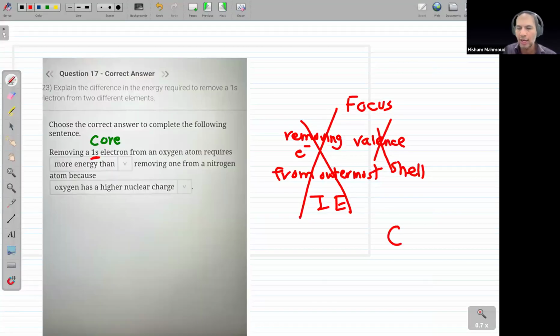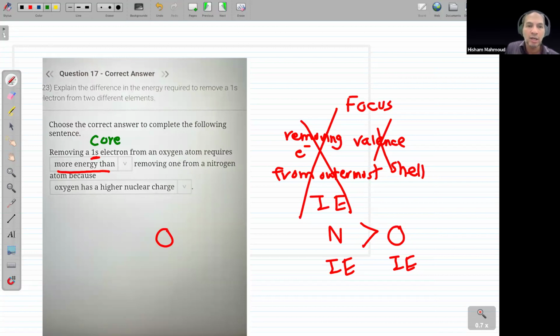So the oxygen actually is less than nitrogen in the ionization energy, while in the core, removing one s electron from the oxygen requires more energy. So let me write it in green. This means that it is actually more, not less than nitrogen. Did you see the difference? Here, this one is less because this is an exception to the trend.